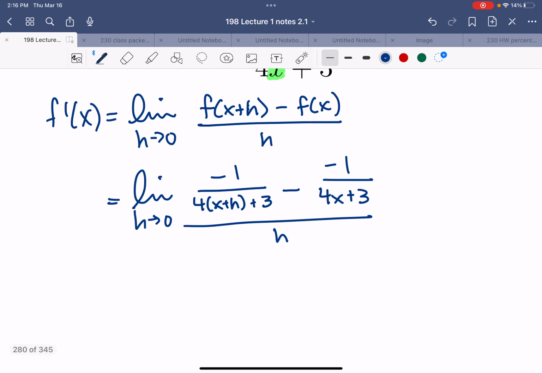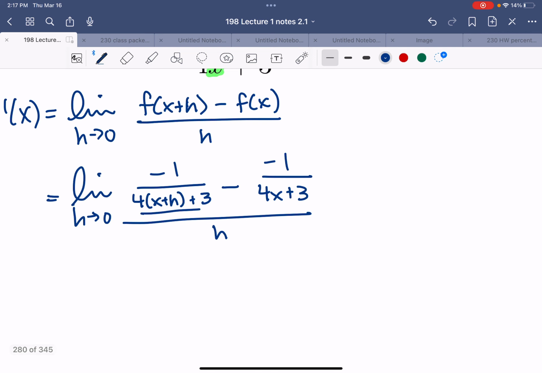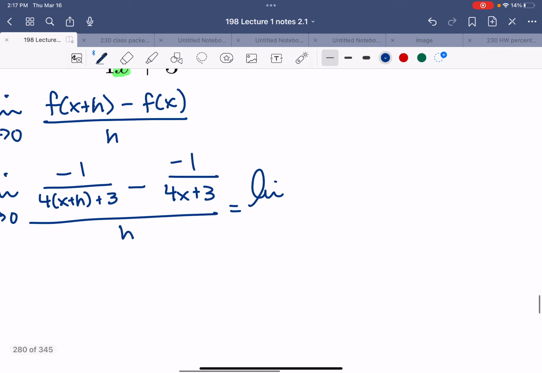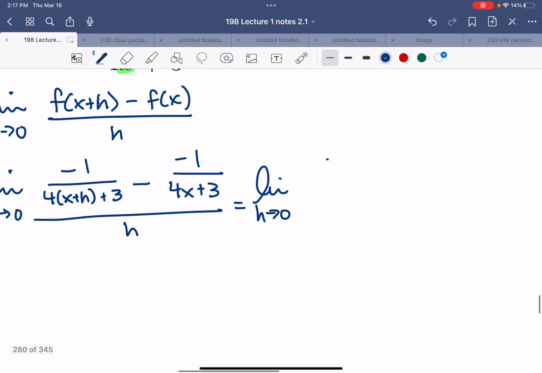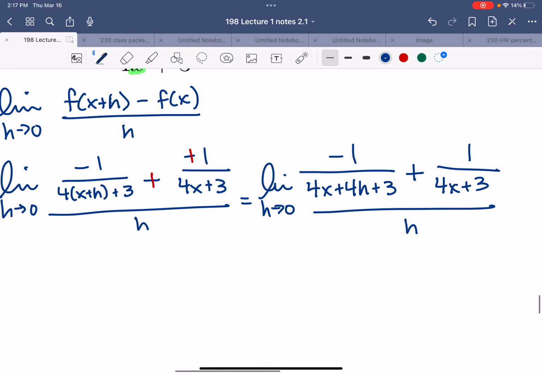And that gives me the fraction in fraction situation, which is always going to happen when you do this with fractions. You're taking a fraction and plugging it into a fraction. Okay, so what we want to do, we want to clear our fractions. Before I clear my fractions, I want to distribute this piece under here. So that's going to give me the limit as h goes to 0 of negative 1 over, distribute that 4. So that's 4x plus 4h plus 3. Now I'm also going to add the opposite. So we're going to have plus 1 over 4x plus 3 all over h.